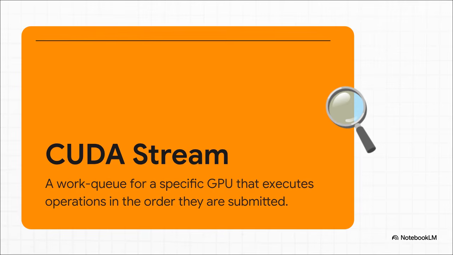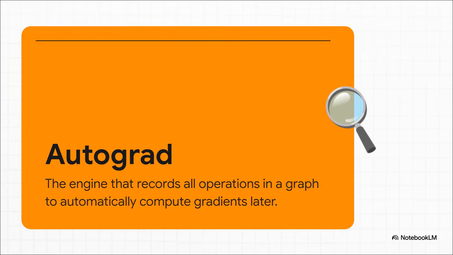And how does the GPU keep track of all these tasks? There's something called a CUDA stream. It's really just a to-do list, a work queue. The GPU pulls tasks from this stream one by one in the order they were added. Finally, there's AutoGrad. This is like a historian for our tensor. As the tensor goes on its journey, AutoGrad is watching and recording every single operation, building a map, a graph, so that it knows how to calculate gradients later on.